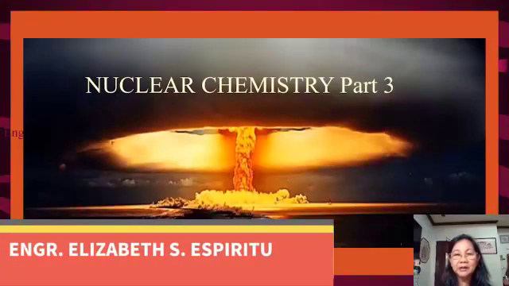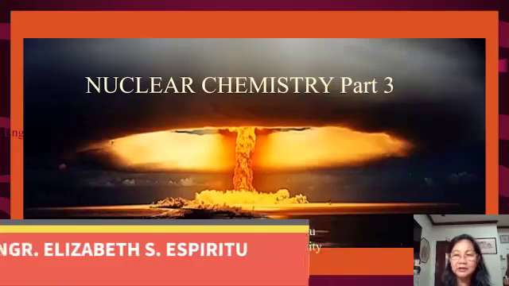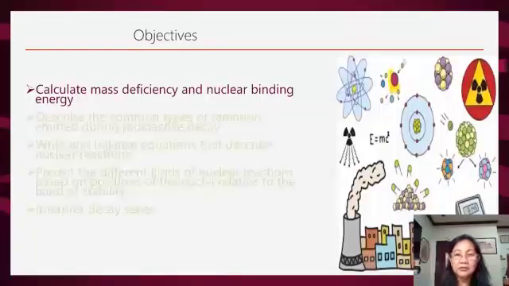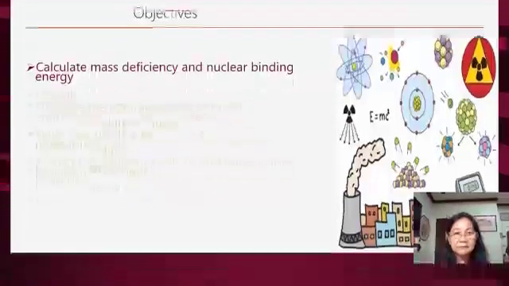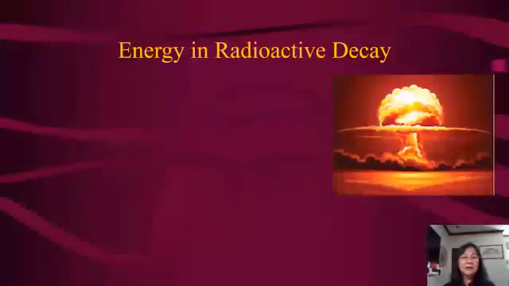Welcome to part 3 of our lesson on nuclear chemistry. In this lesson, I will be discussing the energy of nuclear reactions. We're going to calculate the mass efficiency and the nuclear binding energy, which is the energy that is released during nuclear reactions. So let's start our discussion now.